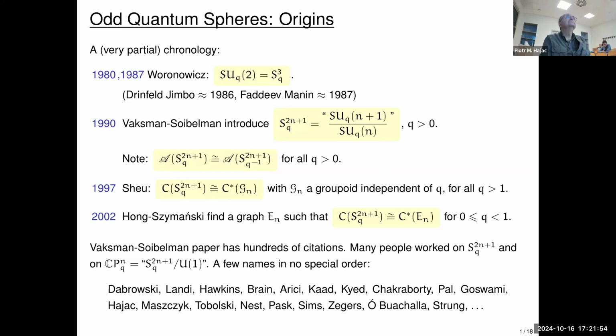Okay, so these are not a random example. These spheres, I would say that a lot of people worked on these examples. You can see that the original paper has a lot of citations. And here I'm listing only a few names, random names of people that I know that worked on this. I am sure that I missed a lot of people. I already see that Elmar is not in the list. But he's on Zoom. So sorry, Elmar. I missed your name, but there are really a lot of people who worked and are still working on this quantum sphere and on the corresponding quotient by U1, which is what we call quantum projective spaces.